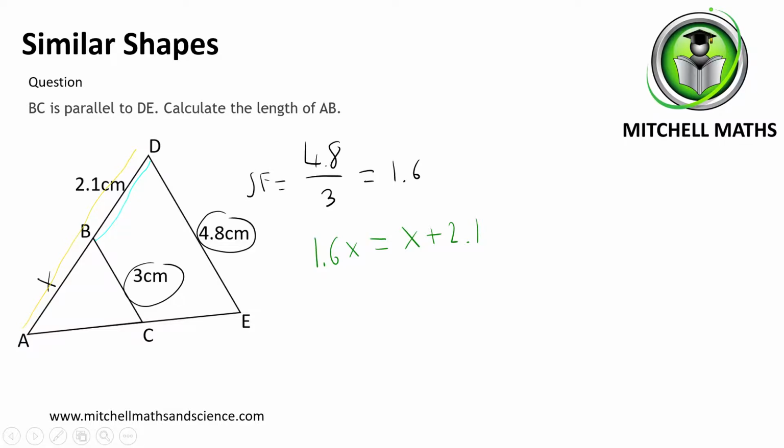So all I've done is write it as X, just so I can form this equation. The first thing I'm going to do in this equation is take away the X from both sides, which will leave me with 0.6x on the left equals 2.1. The next step is to divide by 0.6, which will leave me with x equals 3.5 centimetres, which is my answer. A to B is 3.5 centimetres.